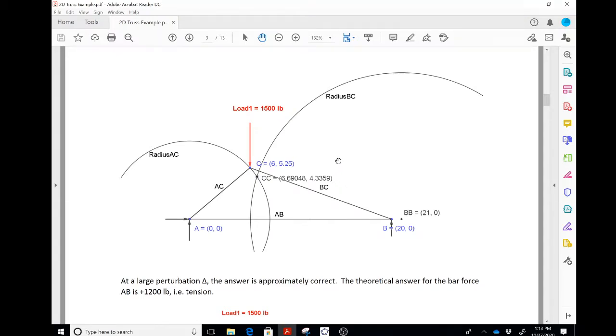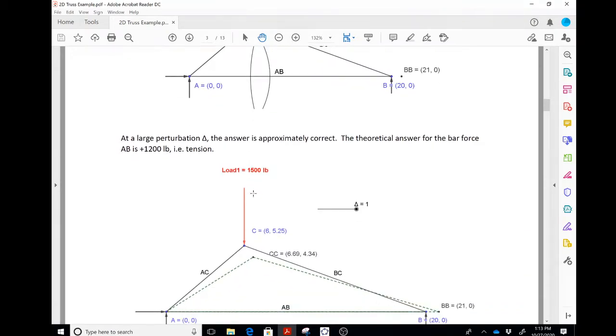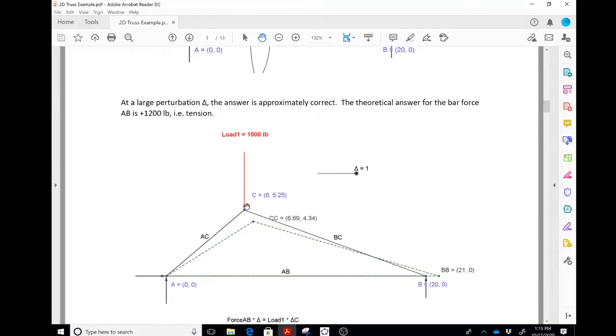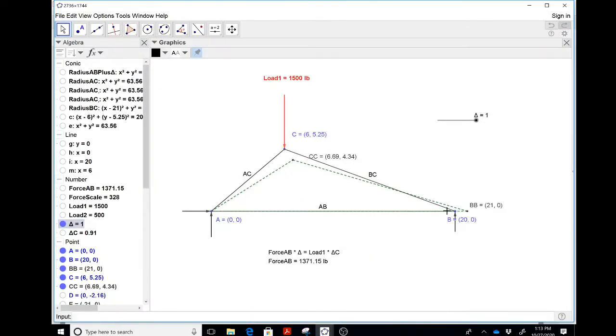Those of you who have studied Muller-Breslau Method 125 years ago might remember this as the tangents to the circles being the small angle displacement. But here I have a very, very large displacement. And I just map this movement. So notice how C is dropping because BB is moving. So let me show it over here in GeoGebra.